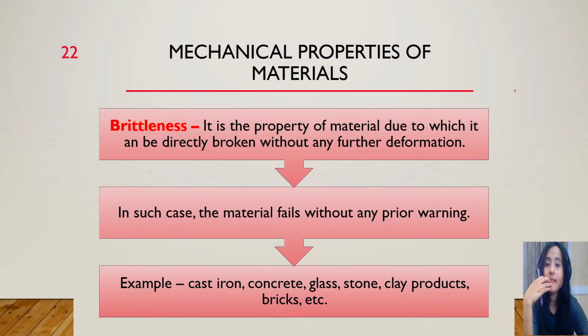Brittleness: if a load or stress is applied to a material, and it will not be able to take enough stress, it will fail directly. Those kinds of material are known to have the brittle property. In this case, the material will fail before giving you any warning. A good example is glass.